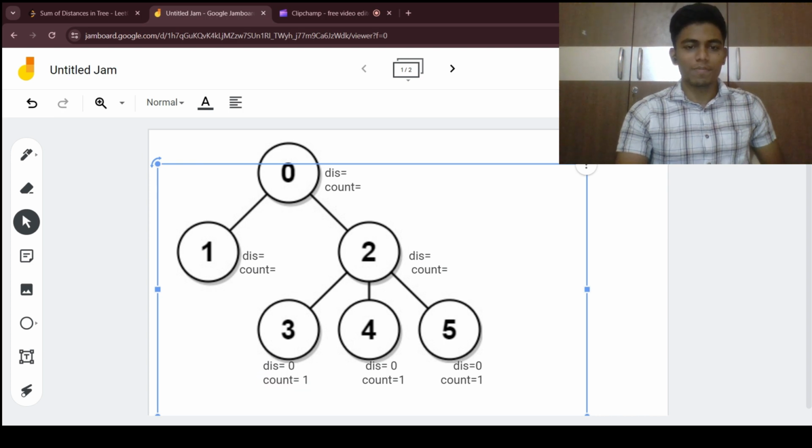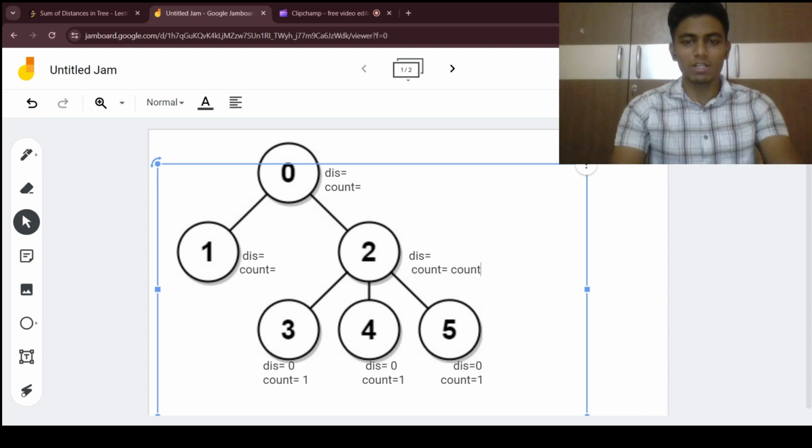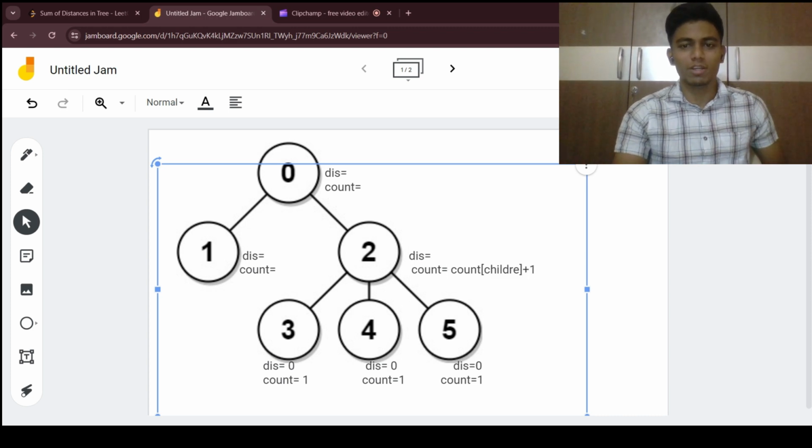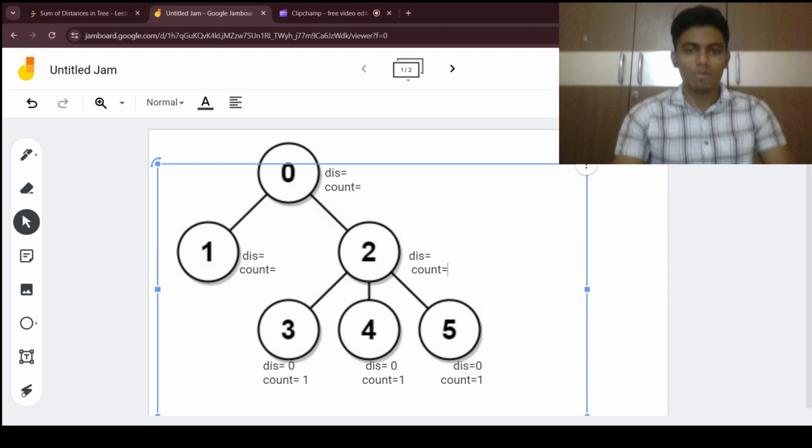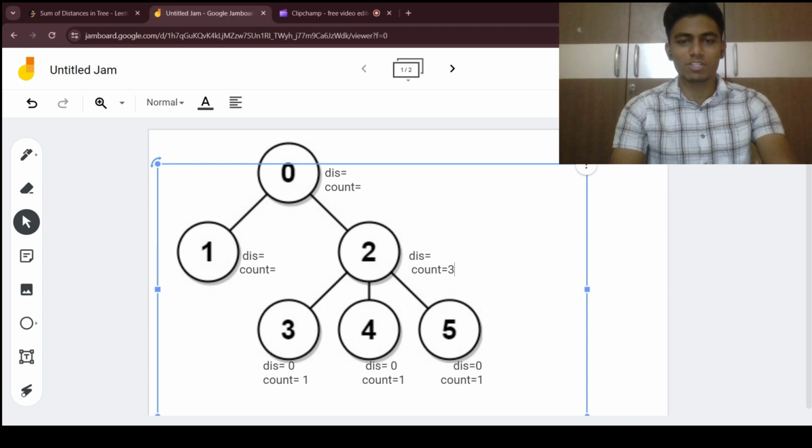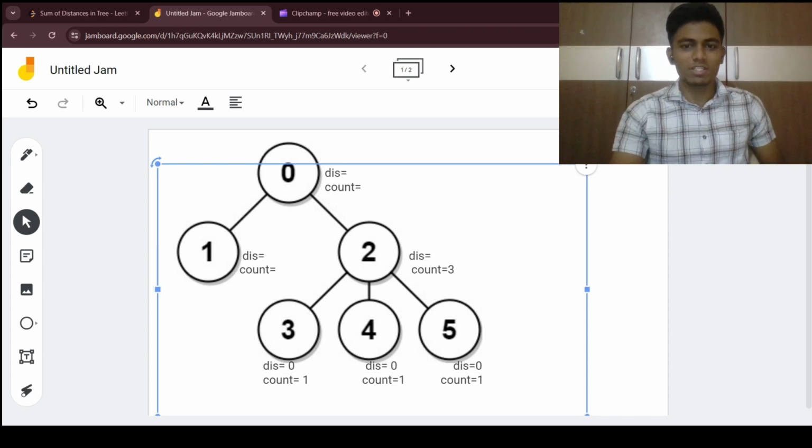Suppose I take this, I am going to increment all the counts, and I get the count as count of children plus 1, which is already equal to 1. So now for this, I am going to add the count, which is going to be 3. And for this, the distance is also going to be 3.